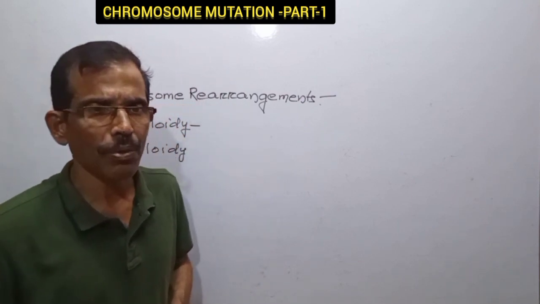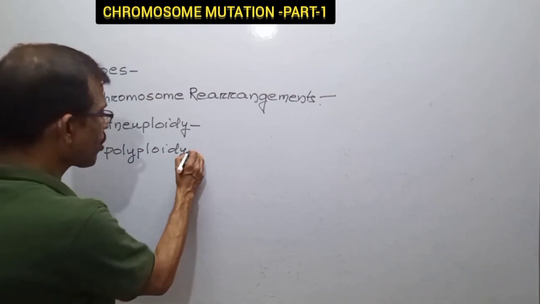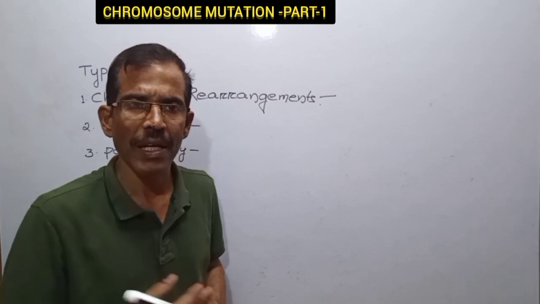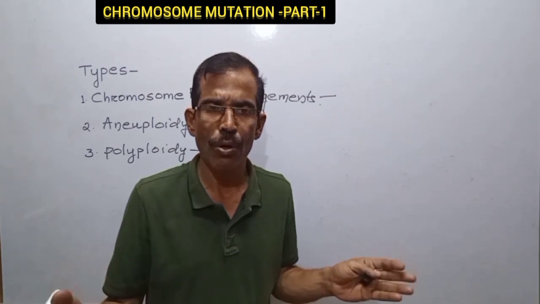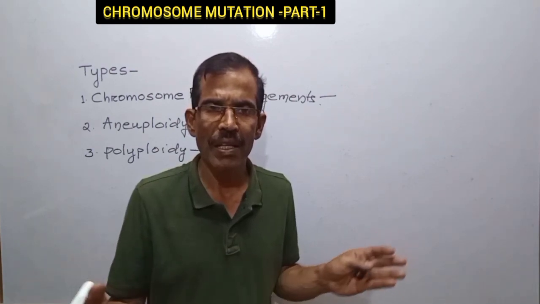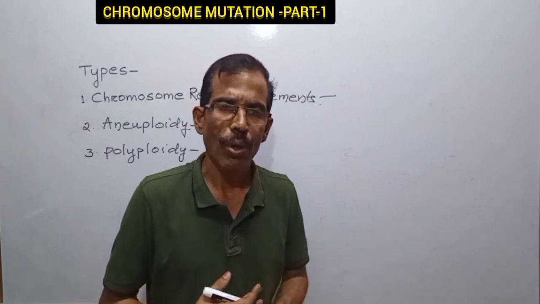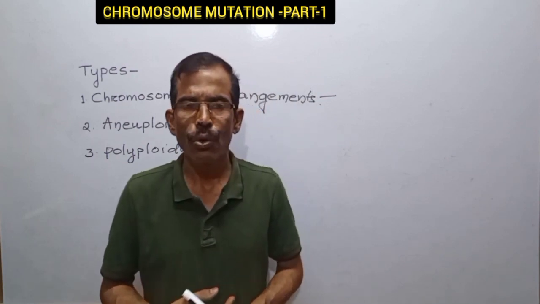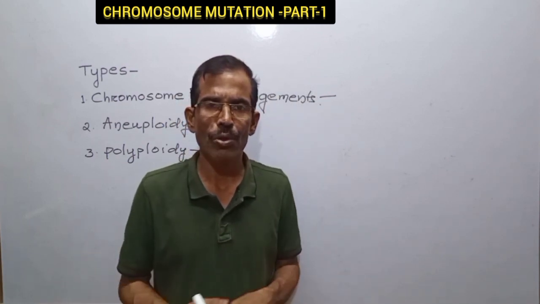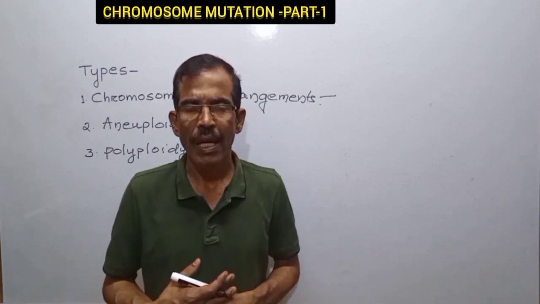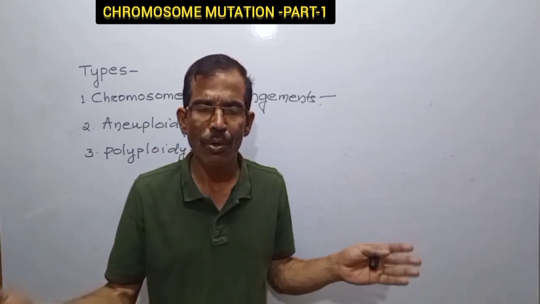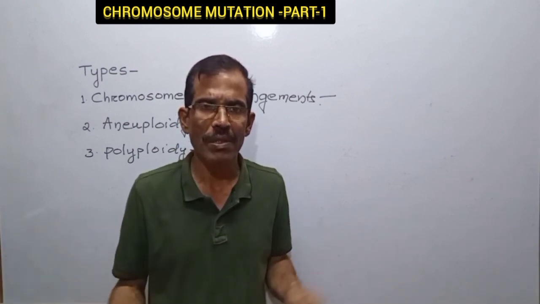And the third type of chromosomal mutation is polyploidy, where one or more complete sets of chromosomes are added. Many organisms which possess a single set of chromosomes most of their life cycle are known as haploids. For example, yeast. Human beings and other organisms which possess two sets of chromosomes are known as diploids, and several other organisms which have more than two sets of chromosomes are known as polyploids.